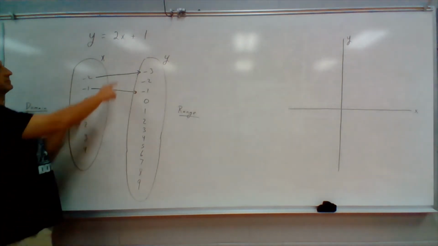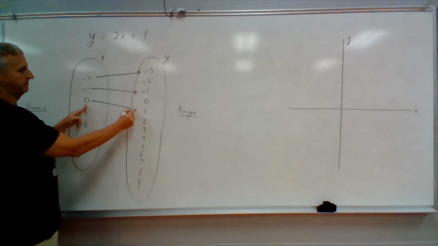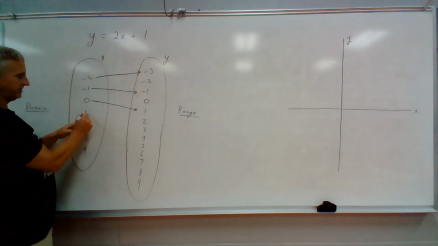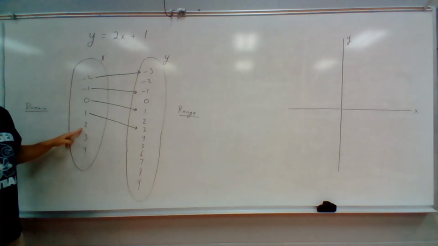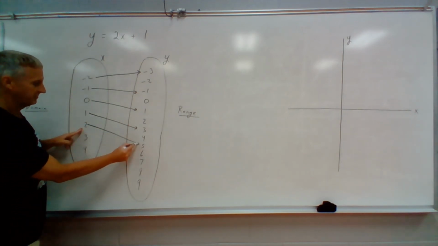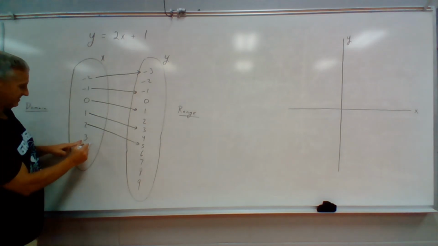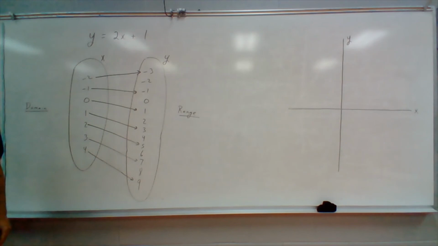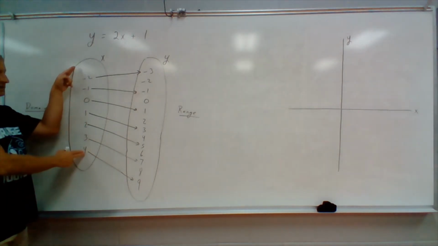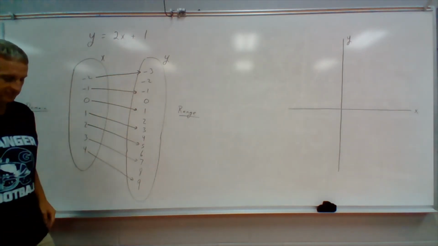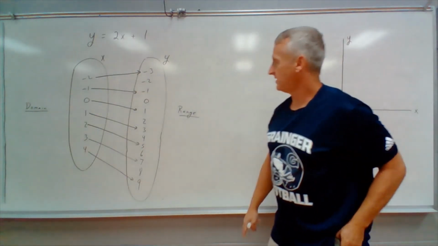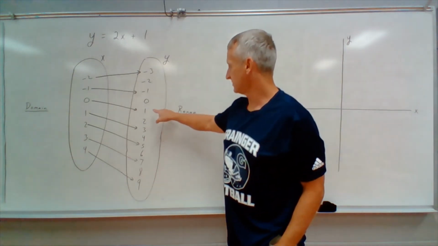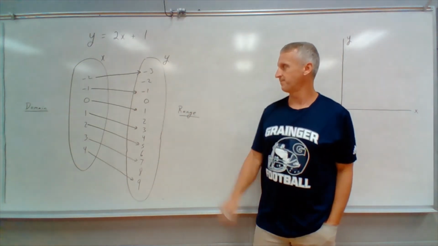If I put in a 0, I get 1. Those match. If I put in a 1, I get 3. Match. If I put in a 2, I get a 5. And you can probably see the pattern here. I get a 7. And then the 4 will go to the 9. So every element in this first set matched with exactly one element over there. Notice that some of the numbers in the second set were left out. For instance, the 0, there's nothing coming to it.